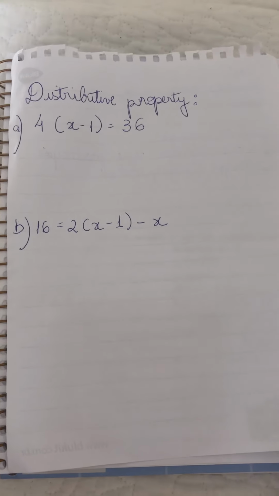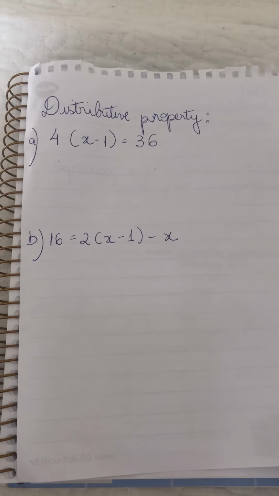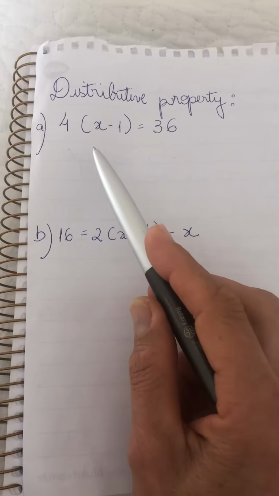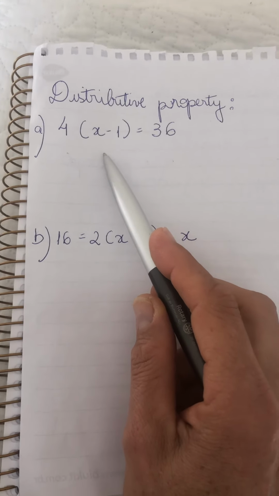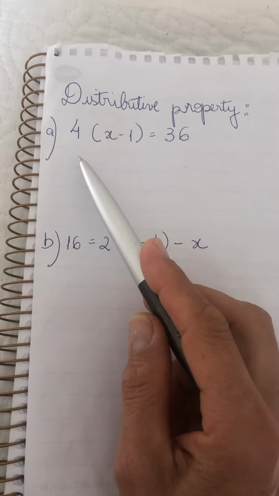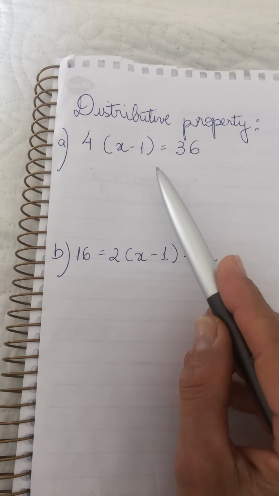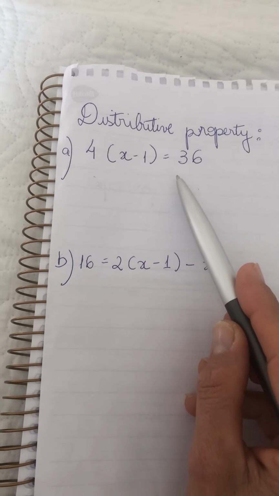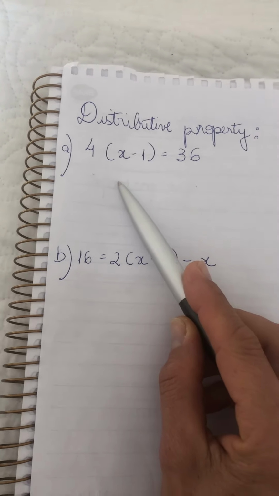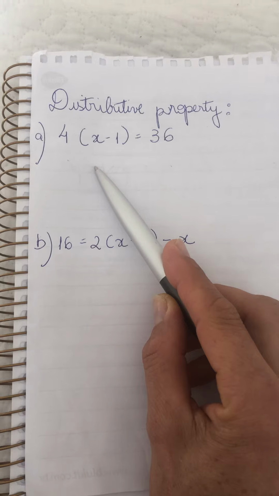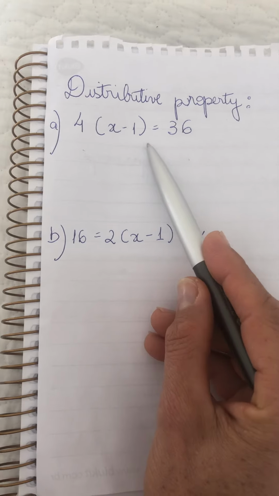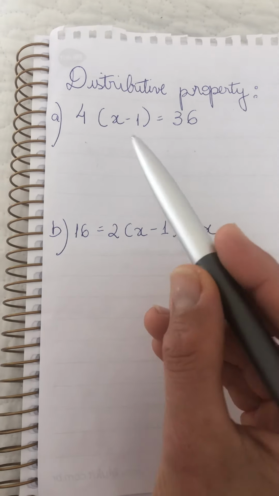We are here today to learn how to use the distributive property. First of all, you have to understand that when you have letters, the letters must be separated from single numbers. After the equal sign, you usually use single numbers, and before the equal sign, you'll use the letters. Let's solve this first one, just the first exercise for you to understand.